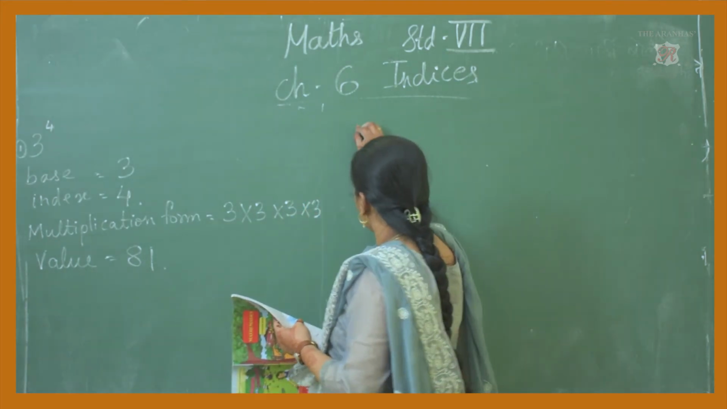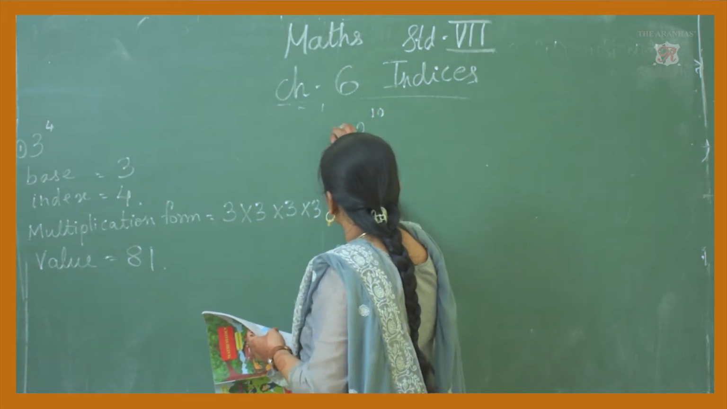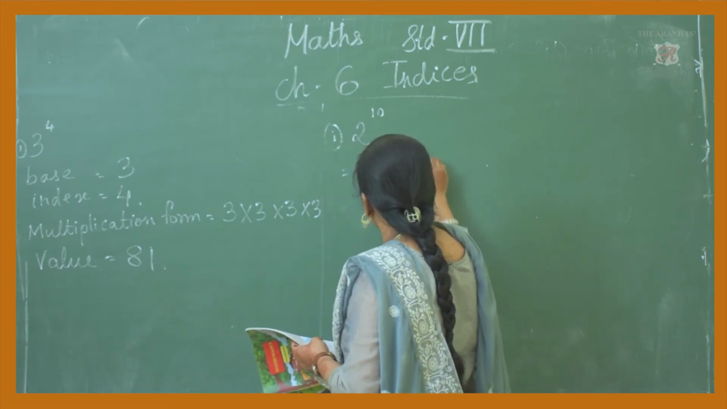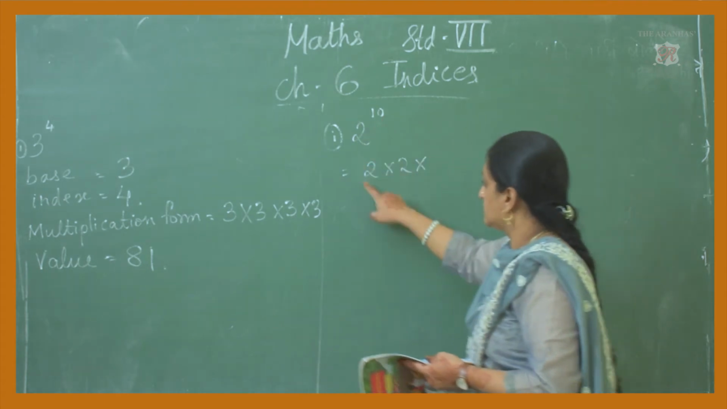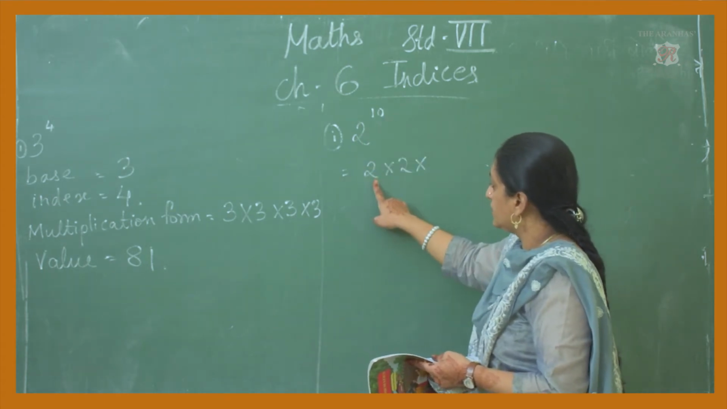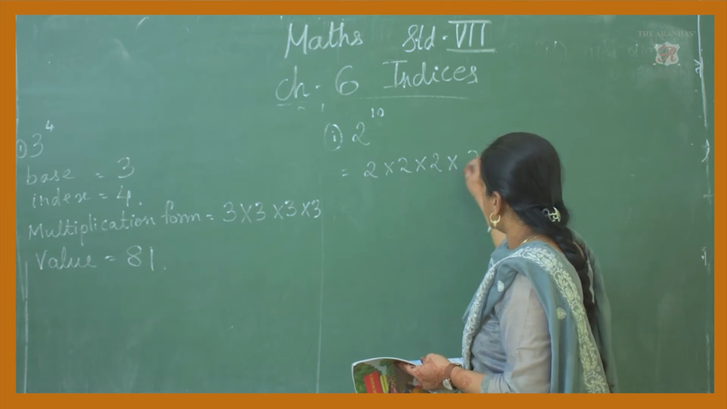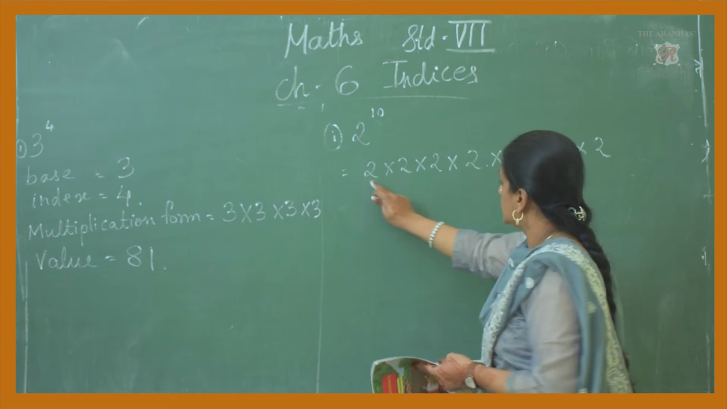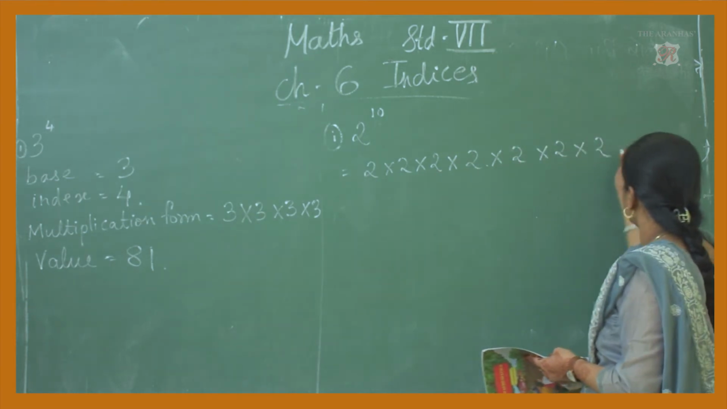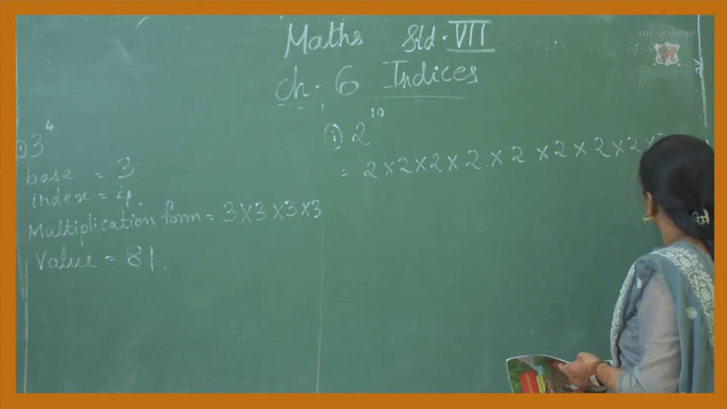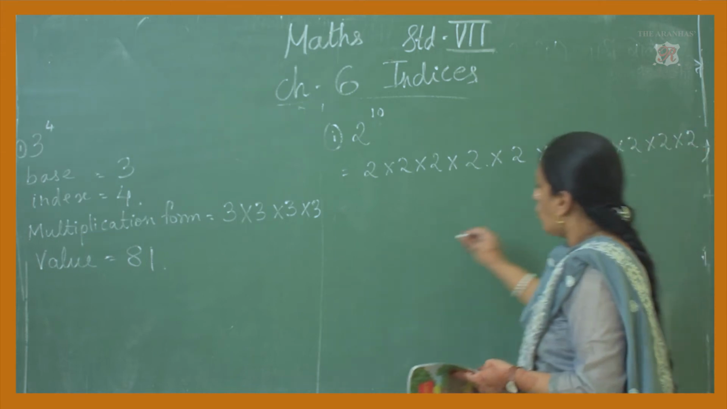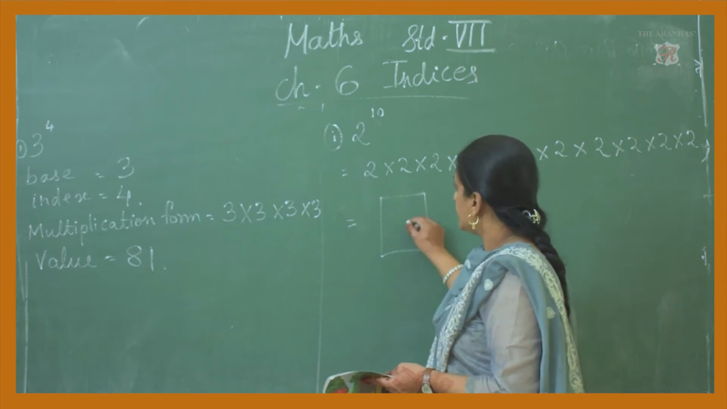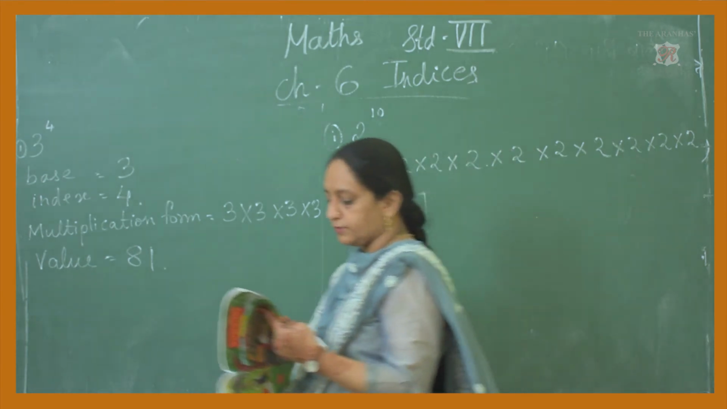Now question number 2 of the exercise is find the value. And just now I told you how to find the value. 2 raised to 10 is the first one. To find the value, you will multiply the base number; the number of times is given by the index. 2 raised to 10 means 2 will be multiplied 10 times, like this: 1, 2, 3, 4, 5, 6, 7, 8, 9, 10. Whatever answer you get after multiplying this, that is the value of 2 raised to 10.